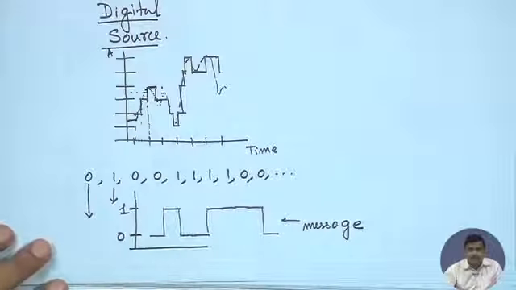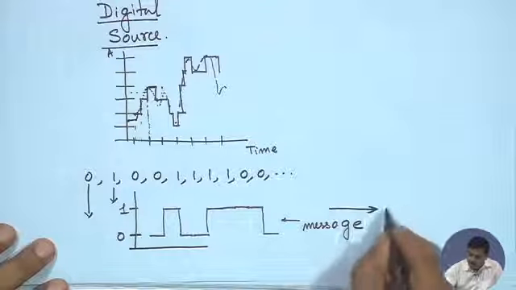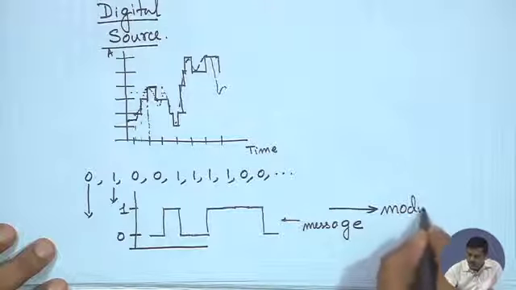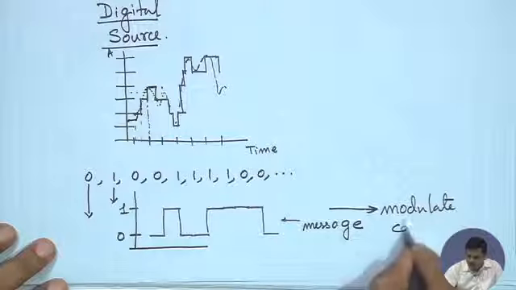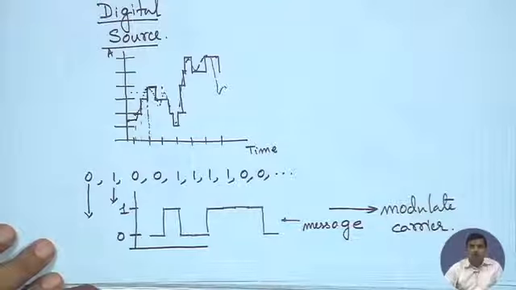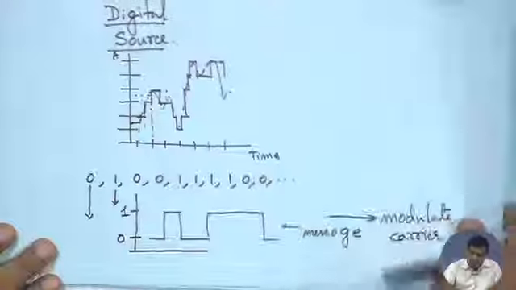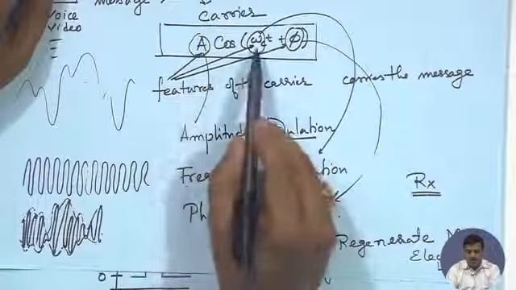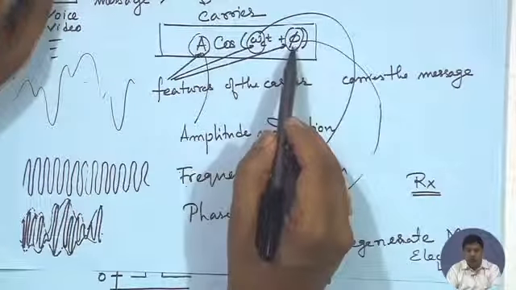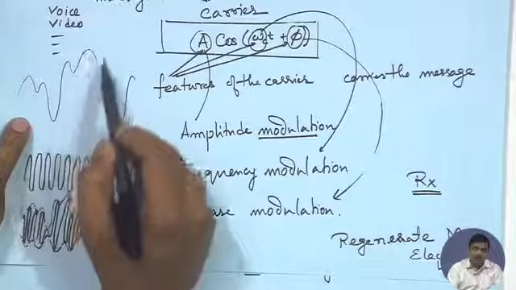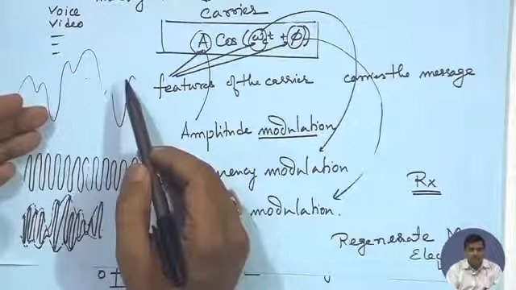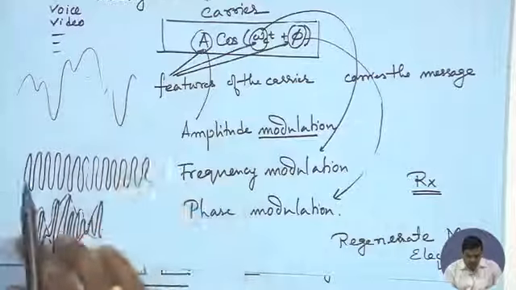is my message, and this message I will use to modulate the carrier. Now, when I modulate the carrier, I could modulate the amplitude, I could modulate the frequency, I could modulate the phase. Instead of having a continuous waveform, now I will simply say my input waveform is as simple as this particular shape.